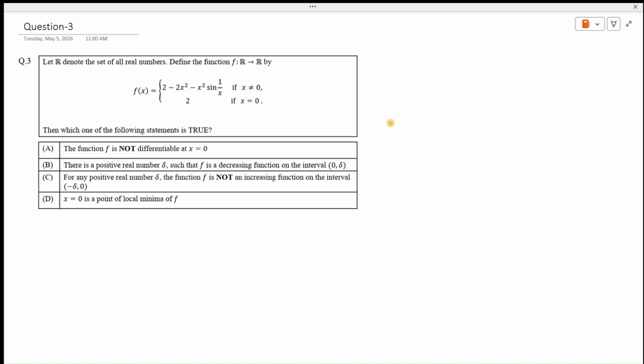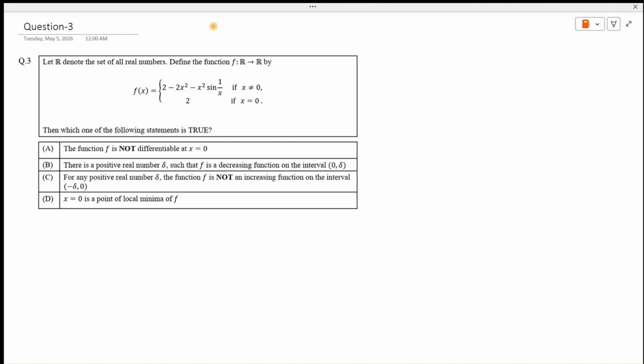Now let us look at question number 3. Let R denote the set of real numbers. Define the function f from R to R, f of x equal to this. Then which of the following statements is true? Okay. Now let us look at the first option. The function f is not differentiable at x equal to 0.